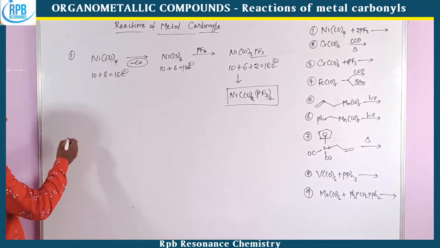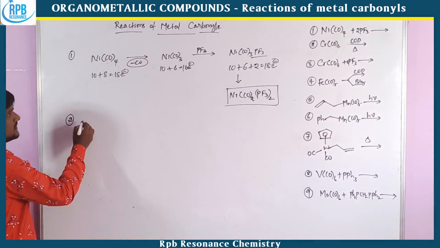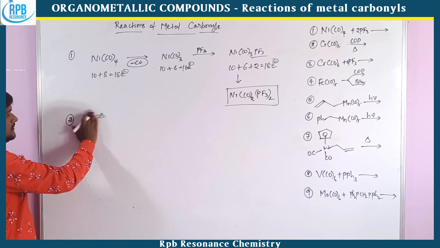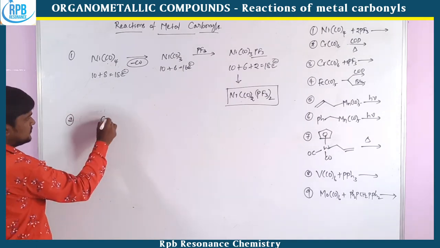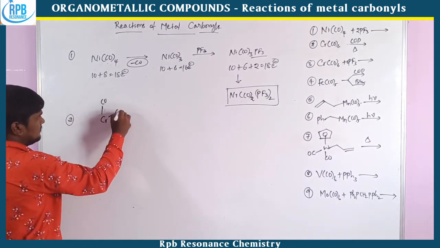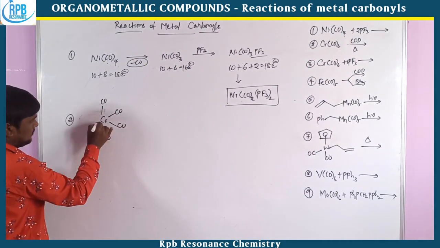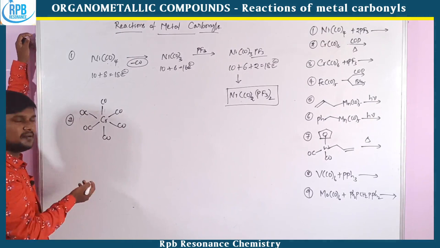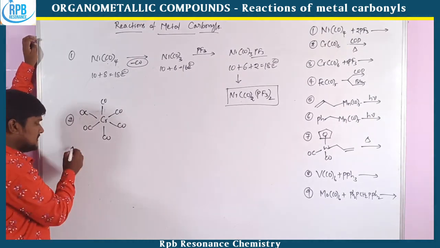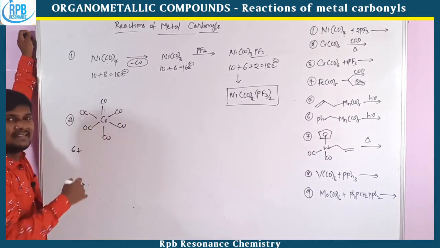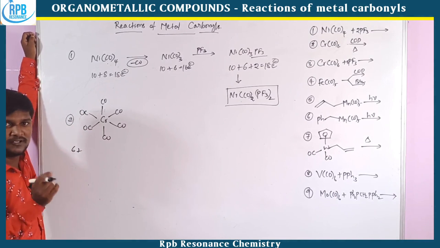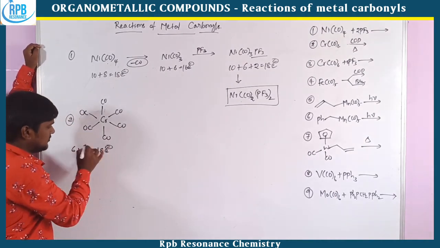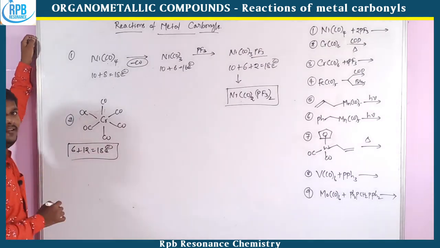Now let's move on to the second one, that is CrCO6. Now I'll write the CrCO6 structure like this. Cr means 4s1 3d5, so 6 plus, totally 6 carbonyls are there. Each carbonyl donates 2 electrons, 6 times 2 is 12 electrons. Totally it is an 18 electron system.